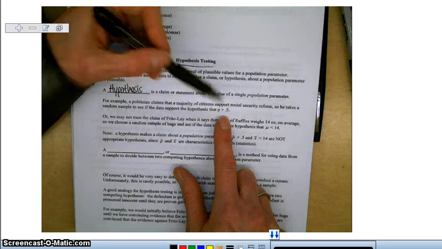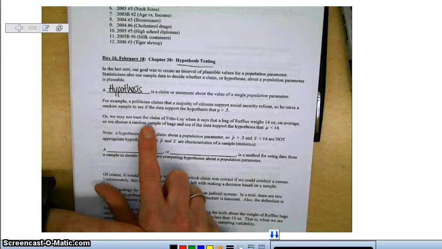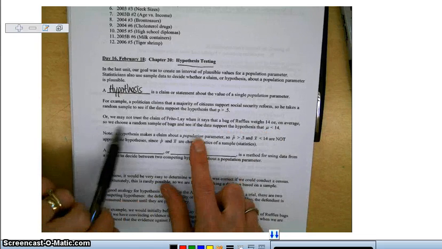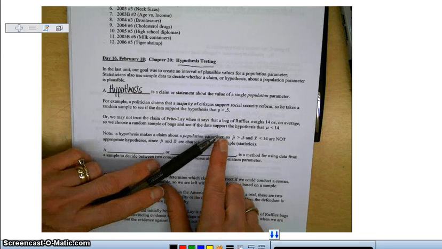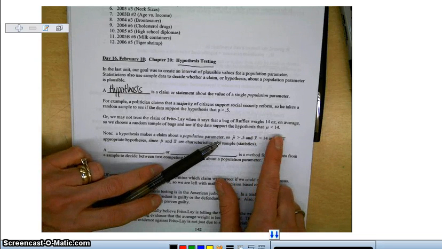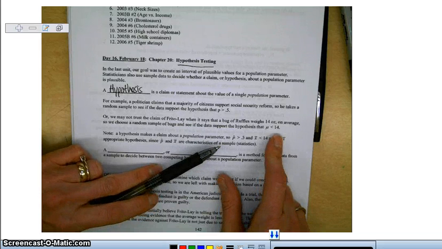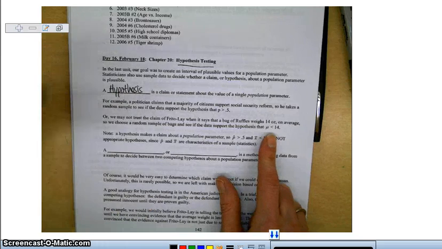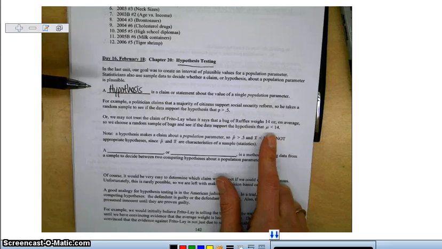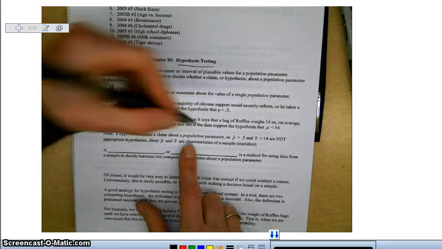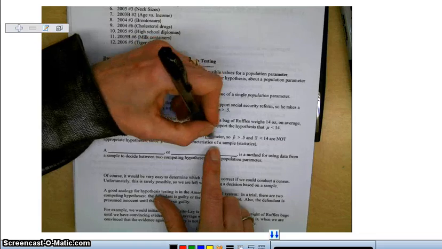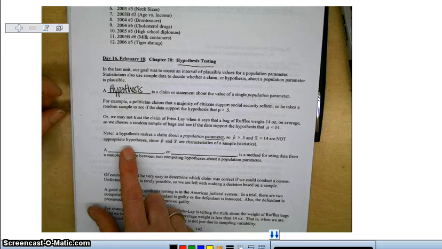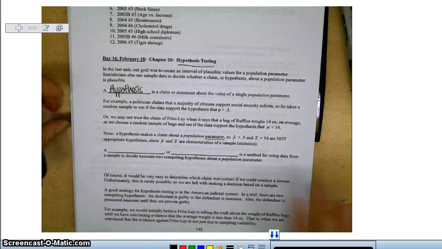so it's greater than 50%. Or we may not trust the claim of Frito-Lay when it says that a bag of Ruffles weighs 14 ounces on average. So we choose a random sample of bags and see if the data support the hypothesis that the mean is less than 14 ounces. So we don't think they actually fill it as full as 14 ounces. So our hypothesis is that the average amount of potato chips in a bag is less than 14 ounces. So note, a hypothesis makes a claim about a population parameter. So P hat or X bar are not appropriate hypotheses. P hat and X bar are characteristics of a sample statistic.